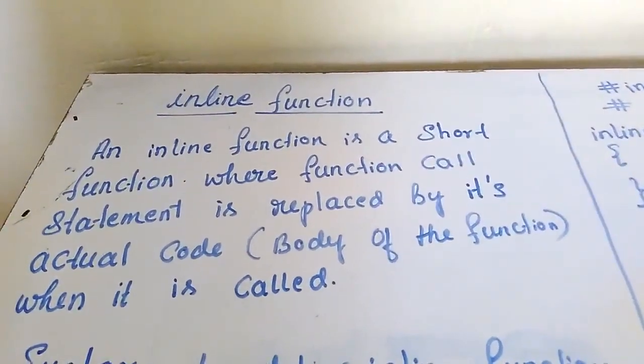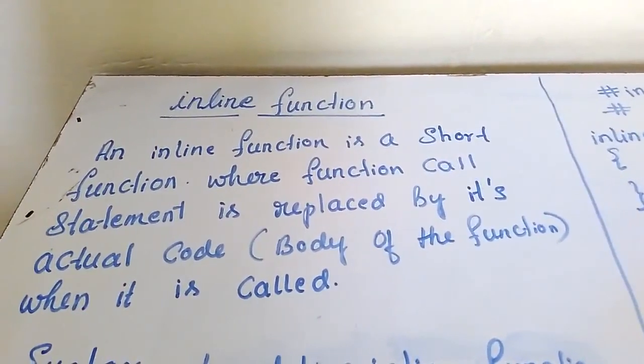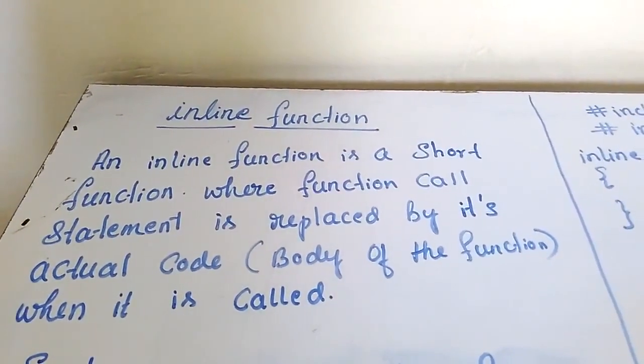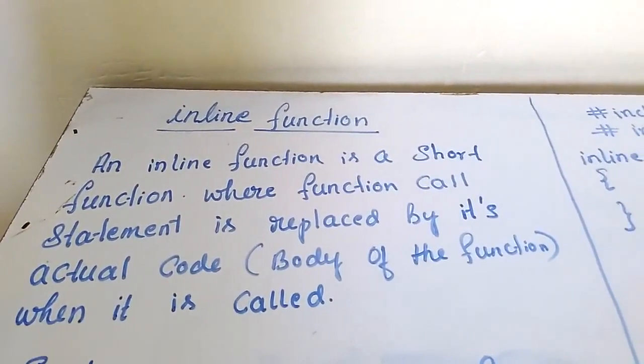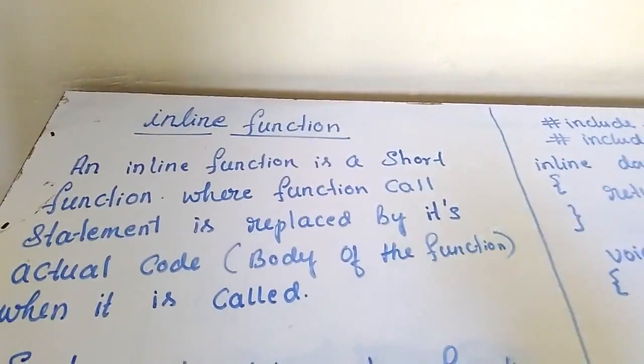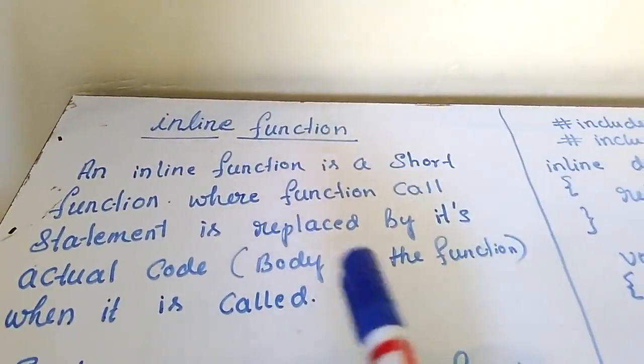It should not contain selection statements, iterative statements, and any other jumping statements. And it should not contain multiple instructions. It should be a short function, whose function call is replaced by its actual code. Actual code means the body of the function when it is called.